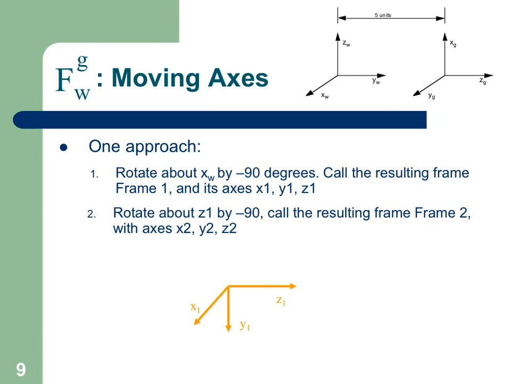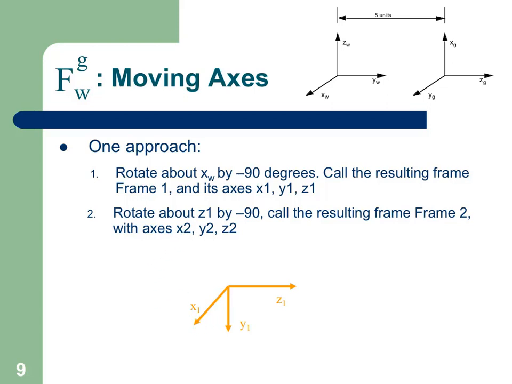Now remember, my ultimate goal is to align with this coordinate frame. At this point, if you look, the z-axis of the one frame is aligned with the z-axis of the gripper frame, but the x and y are still out of alignment. So what I'm going to suggest we do now is a rotation about the z1 axis, so that we flip that x-axis up and the y-axis over.